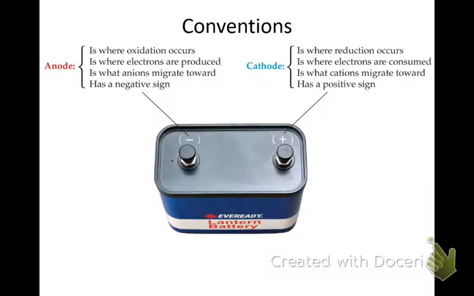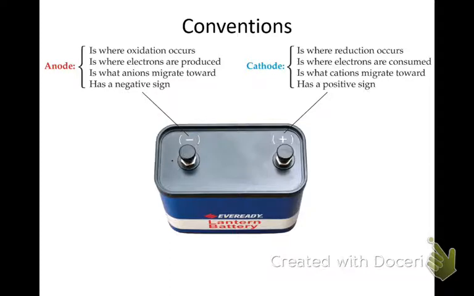Remember that oxidation is loss of electrons. Electrons are produced there, and they travel through the wire to the other side where reduction happens, where electrons are consumed. Because the electrons are leaving the anode, that also means that anions are going to migrate toward the anode in order to replace that negative charge that's leaving.